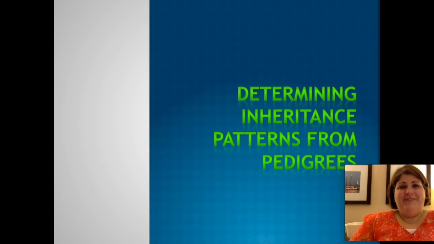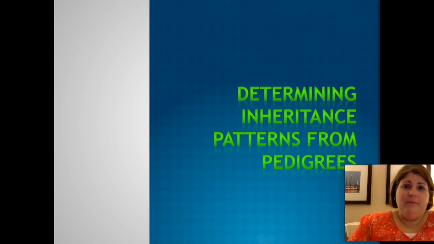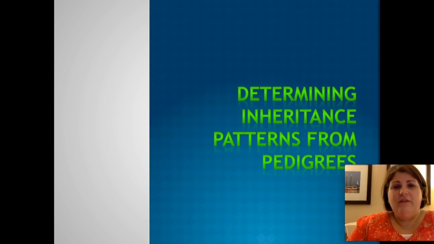Hi, in this last video, we're going to be talking about how we can look at a pedigree that doesn't give us any information about the inheritance pattern and determine what that inheritance pattern is. Most of the traits that we now know what they are, whether they're dominant, recessive, autosomal, sex-linked, etc., we know because of interpreting family information in pedigrees.